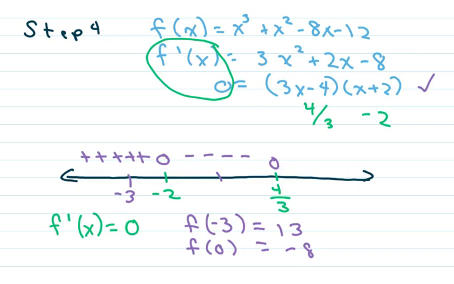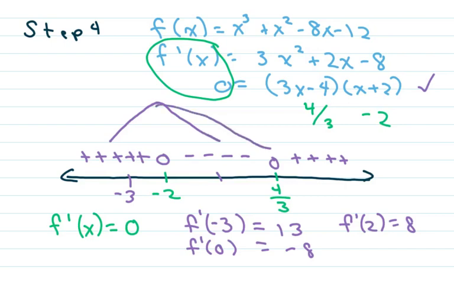And then on this one, I'll plug in 2. These should be derivatives. And I get 8. So that's a positive number, so that's going to be positive. Therefore, f is increasing, so the graph is going to be increasing here, then decreasing here, then back to increasing. So that's how it kind of looks.